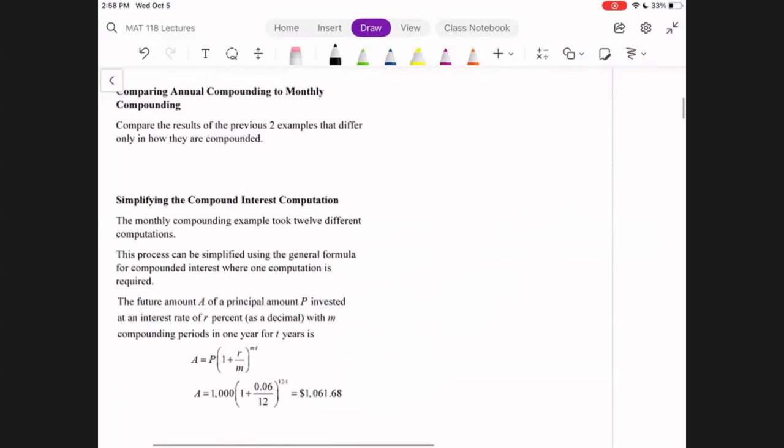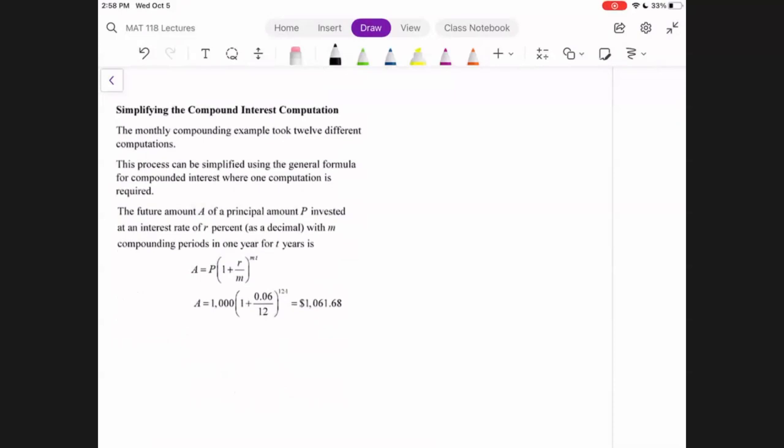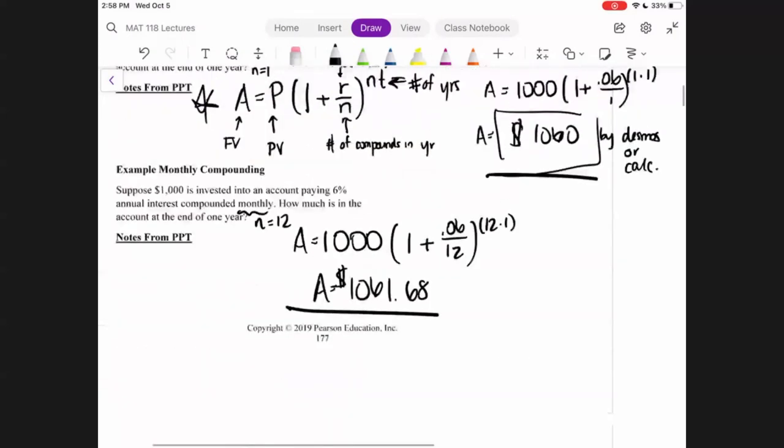So we talked about the difference in compounding. Typically, if it's the same annual nominal rate, the more you compound, the more money you'll have at the end. Okay. So the book talks about how you could simplify this, and we had that a little bit earlier. Okay, so we got the same value here.